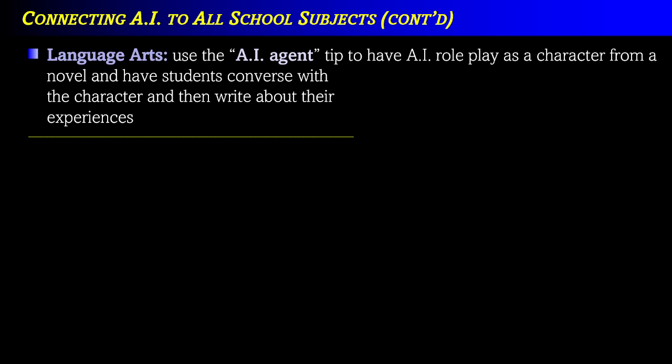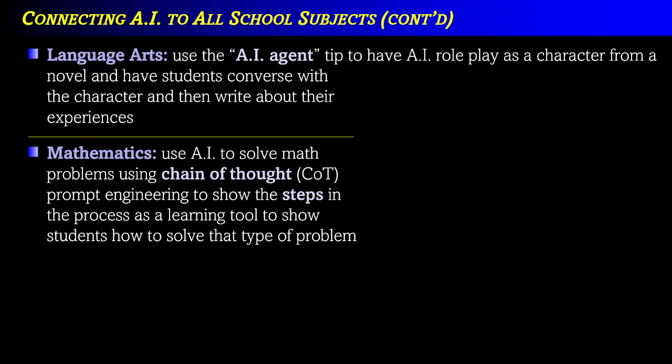You could use the AI agent tip to have AI role play as a character from a novel, and have the students converse with that character and then write about their experiences talking with one of the characters in the novel they're reading. Now let's turn to mathematics.